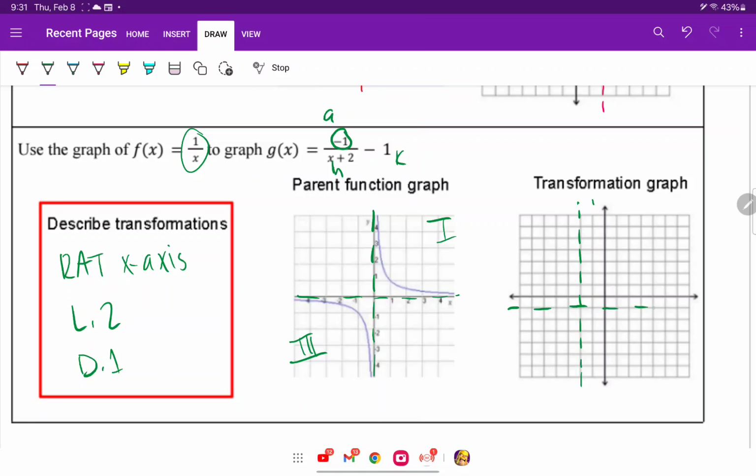down 1. Now, originally, my branches are in quadrants 1 and 3, but since we have this reflection across the x-axis, they now move to quadrants 2 and 4. So this is quadrant 2. Notice I'm just getting close to the asymptotes, and this is quadrant 4. Again, this is quadrant 2 in comparison to the asymptotes, and this is quadrant 4.